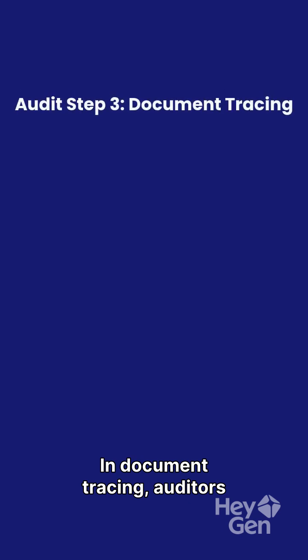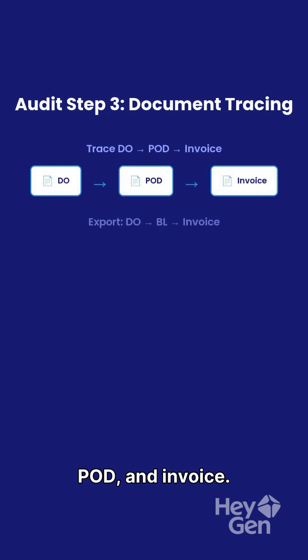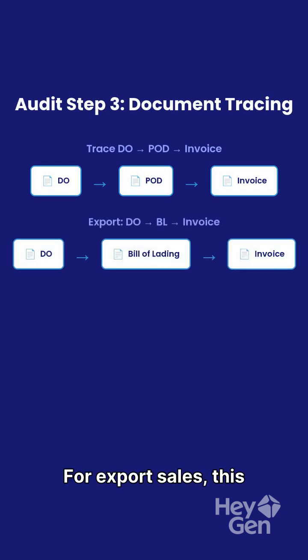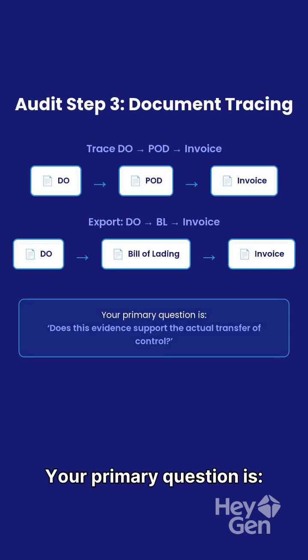In document tracing, auditors verify the sequence of DO, customer receipt or POD, and invoice. For export sales, this becomes DO to bill of lading to invoice. Your primary question is, does this evidence support the actual transfer of control?